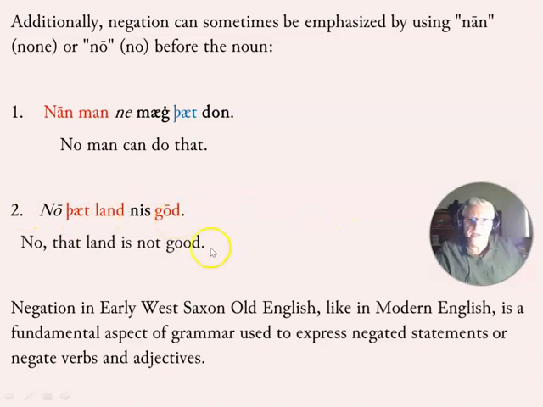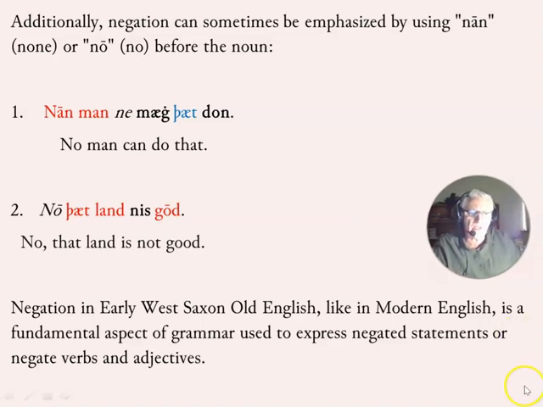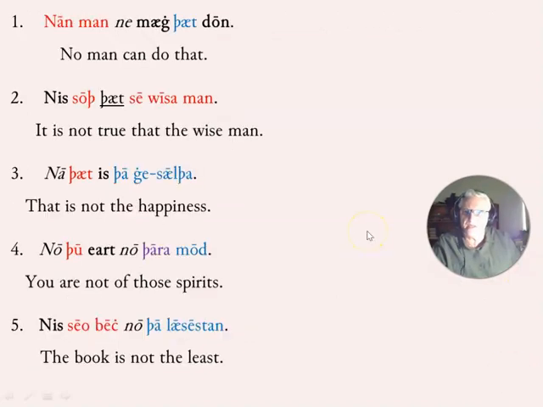Negation in early West Saxon Old English, like in modern English, is a fundamental aspect of grammar used to express negated statements or to negate verbs and adjectives. So let's have a look at some more examples. We have nan man near my that dawn, which we already covered. No man can do that.